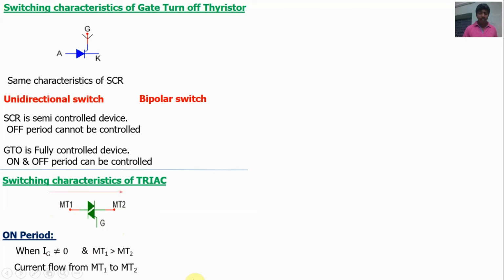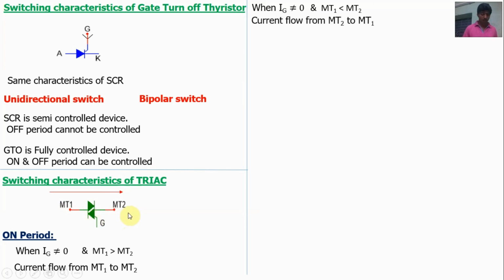The second case, gate pulse is given. IG is not equal to 0, but MT1 is less than MT2. In this case, bottom SCR2 will conduct. So the current flows from MT2 to MT1. So it's a bidirectional device. Okay, it allows both directions, so it's a bidirectional device.